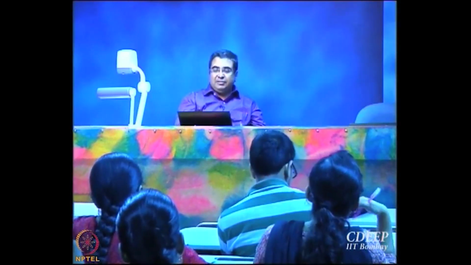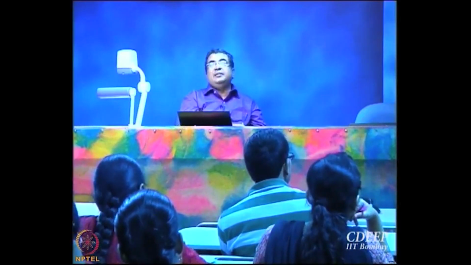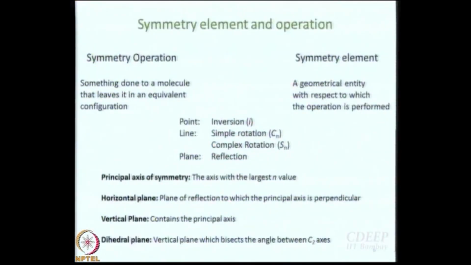There is a special name for those vertical planes. They are called dihedral planes. Dihedral planes are vertical planes which bisect the angle between C2 axes. Remember those C2 axes? Will you agree with me that the planes we are talking about, they bisect the angle between two C2 axes? Right?